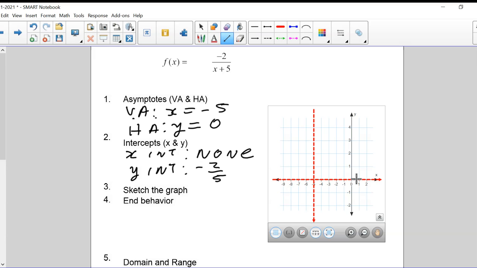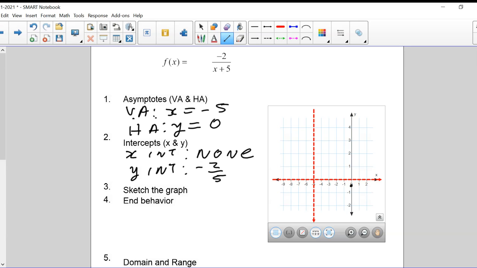So that means that at minus 2 over 5, somewhere around maybe here, right, where that little dot is that I just put on, I should have my y-intercept. So what does this graph look like then? Well, here's what I would guess. We know it always splits apart, right?